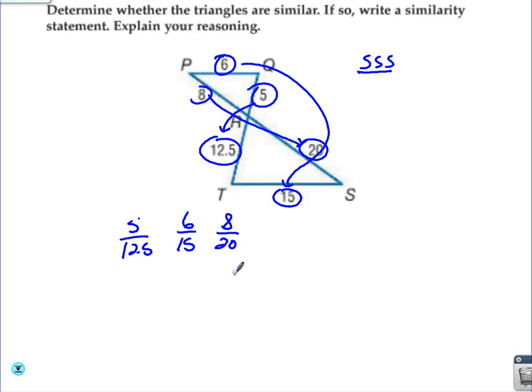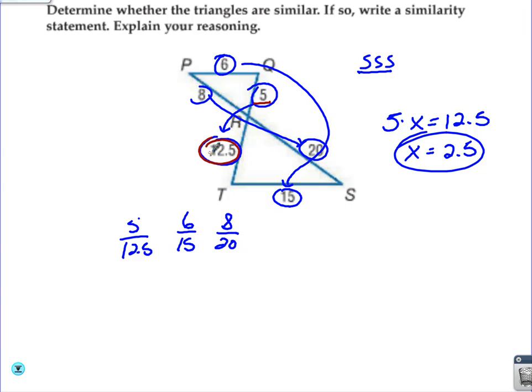Or, you could try to find the scale factor. 5 to 12.5. 5 times something gives me 12.5. I like this method better, honestly. Divide by 5, you get a scale factor of 2.5. So you could test and see, does that scale factor hold true for all 3 sides? If you multiply 5 times 2.5, obviously you get 12.5. That's what I solved here.